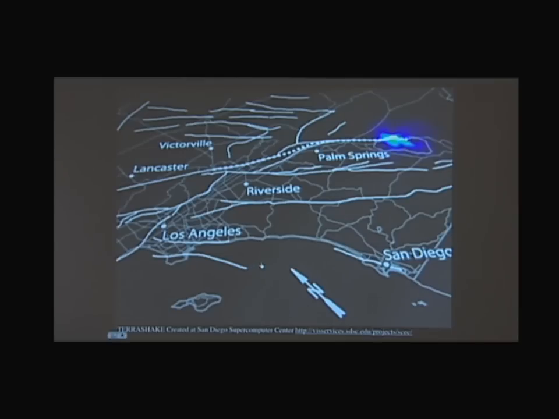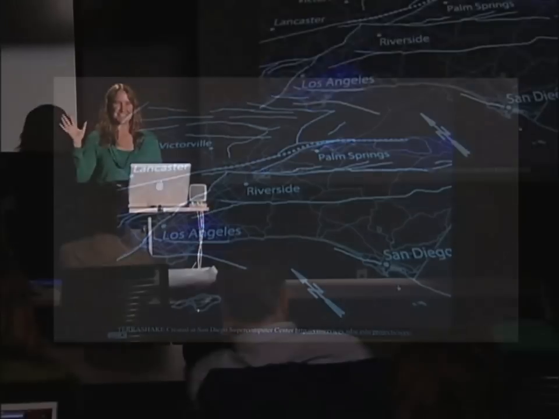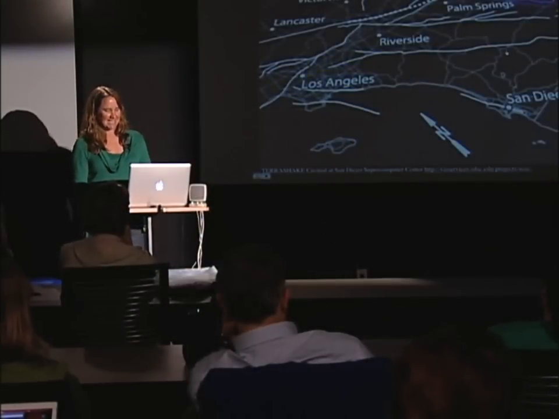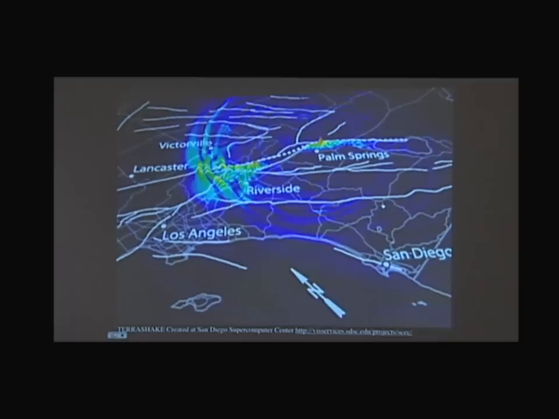This is a TeraShake animation. It was created here at the San Diego Supercomputer Center. It's going to look at a 7.9 earthquake on the San Andreas Fault, rupturing from the southern San Andreas by the Salton Sea up to the north. Here's San Diego for reference, Palm Springs, and the LA Basin. So who wants to be in Los Angeles for this one? Who wants to be in San Diego for this one? Let's watch it again. Palm Springs would be a rockin' good time, too.